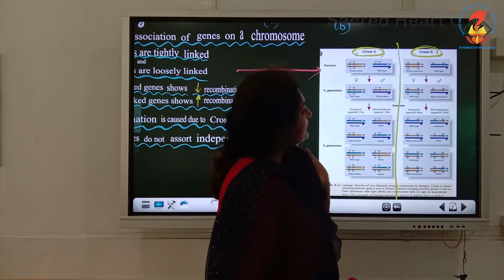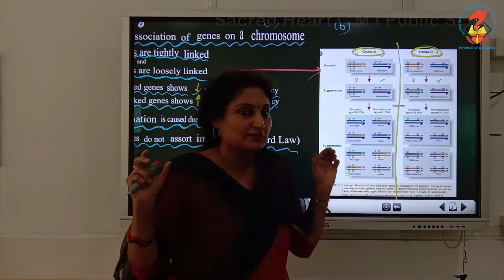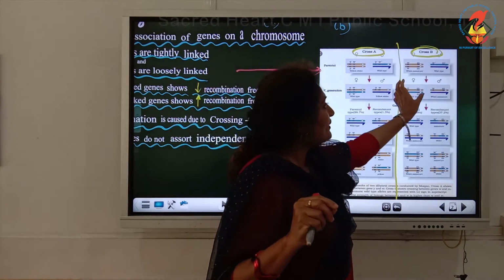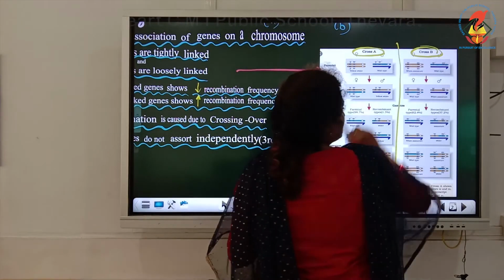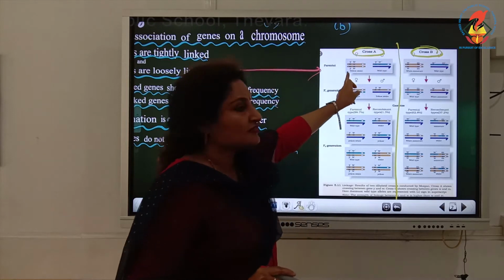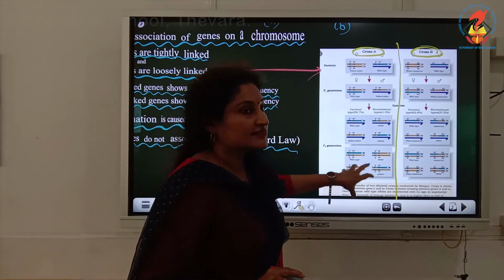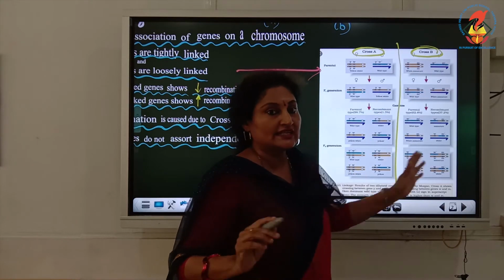There the character taken into consideration is white miniature wings. The wings are white and miniature, small, of a normal variety and a wild variety. And look at the genes. They are distantly located. So, they are examples of loosely linked genes and this is an example of tightly linked genes. So, cross A is a cross between tightly linked genes and cross B is a cross between loosely linked genes.